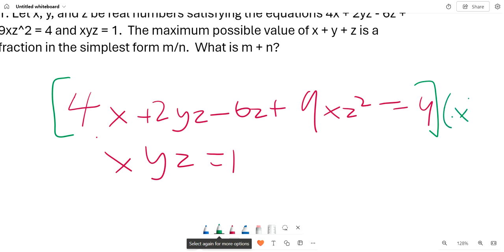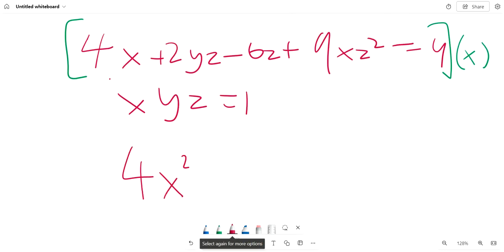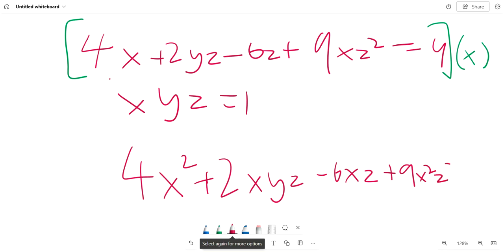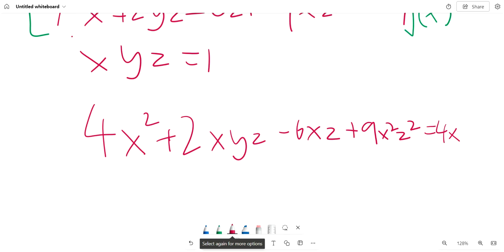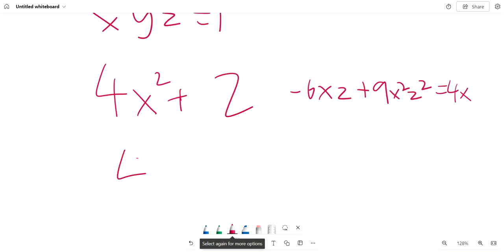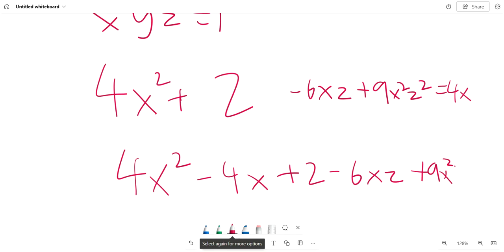If we multiply by x, then we get a new equation: 4x squared plus 2xyz minus 6xz plus 9x squared z squared equals 4x. And we substitute in 2 for this, so this is 2. So we can rewrite this as 2, and we can also subtract 4x: 2 minus 6xz plus 9x squared z squared.